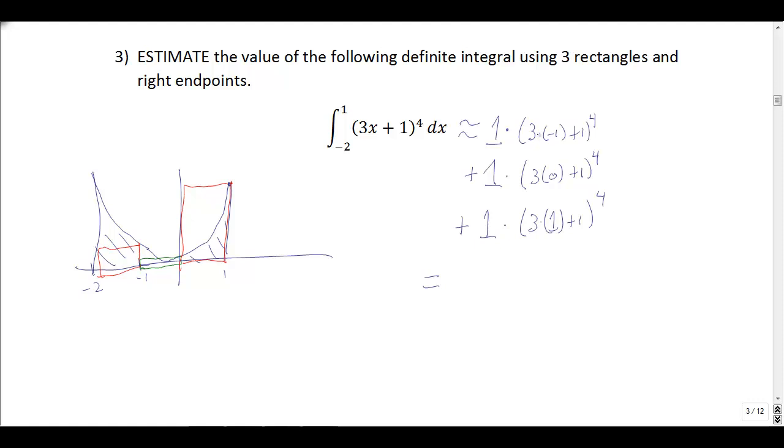So when we evaluate those, let's see, 3 times -1 is -3, plus 1 is -2. So I'm going to end up with (-2) to the 4th, times 1 doesn't do anything. This one, 3 times 0 is 0. I'm going to get a plus 1 to the 4th.